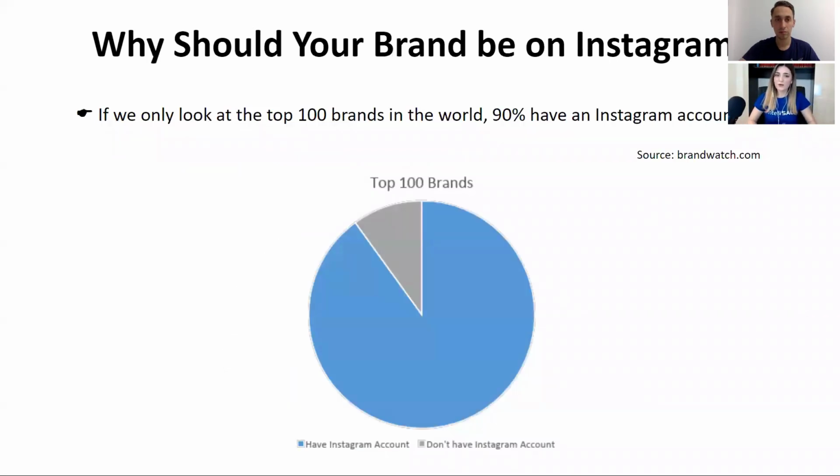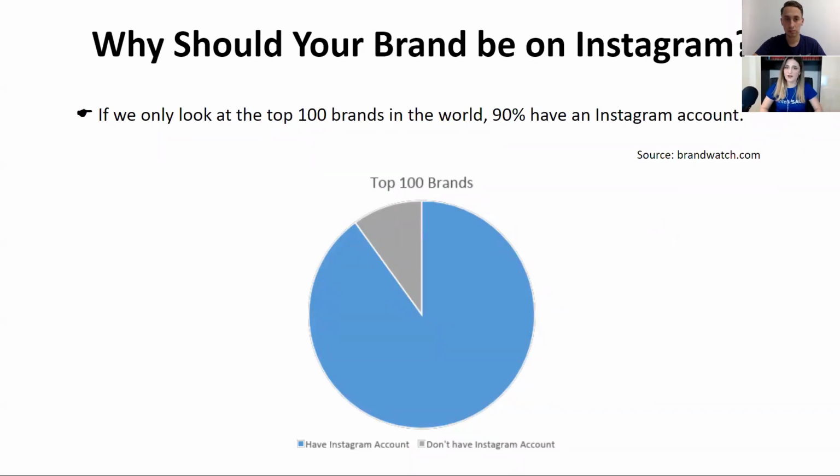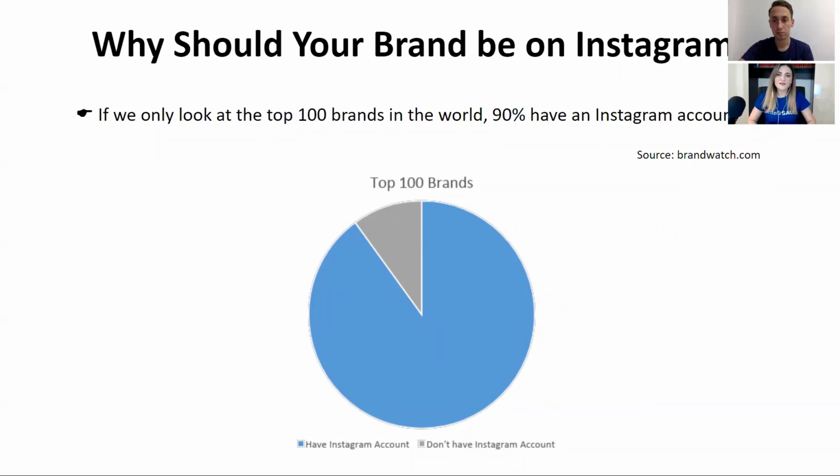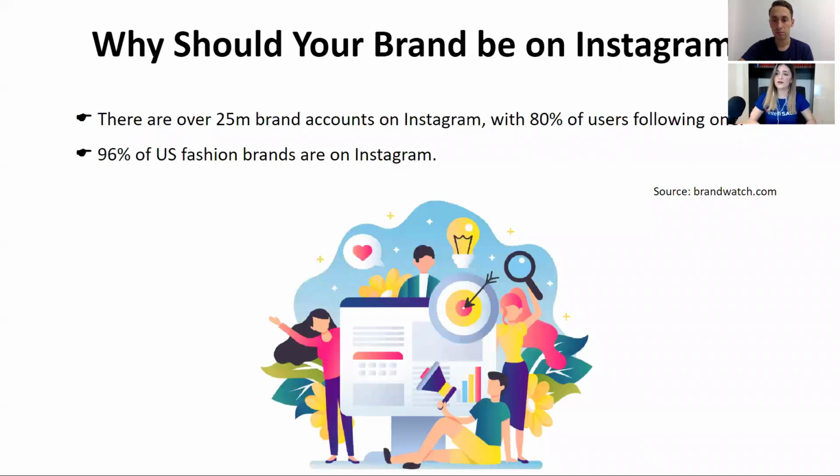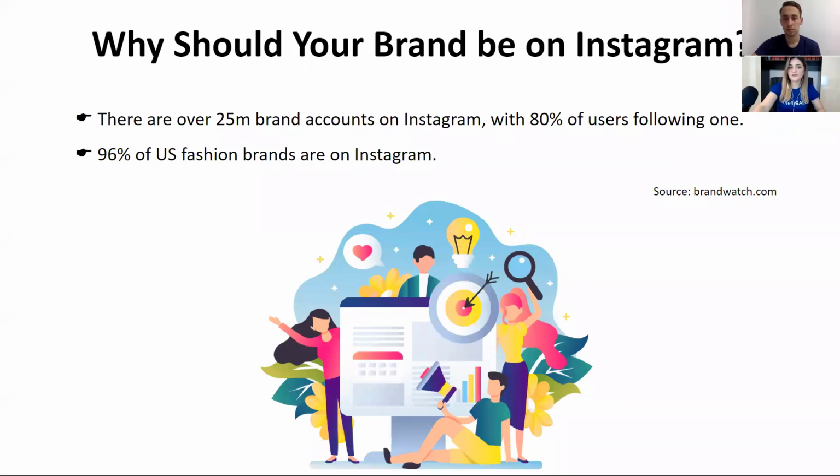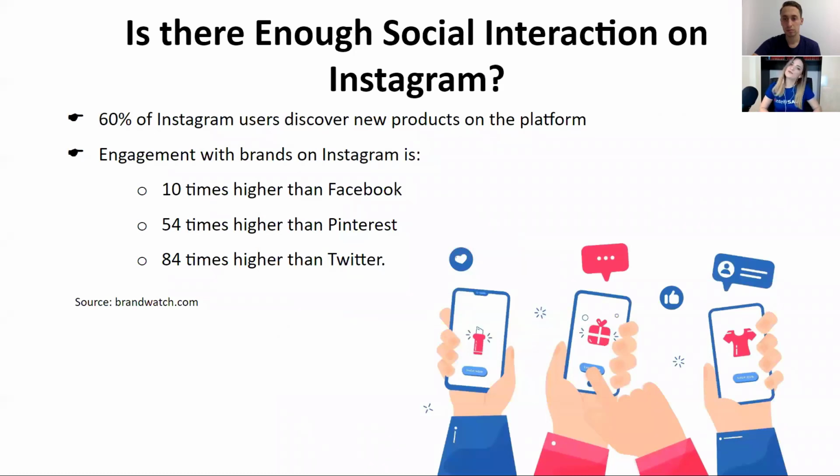So we looked at the top 100 international brands, and more than 90% have an Instagram account. That was the moment when we decided we wanted our own Instagram account for the brand. Now there are more than 25 million brands on Instagram, and more than 80% of the active regular users, normal people, are following at least one. So definitely there is a place to run your own Instagram account for your Amazon business.